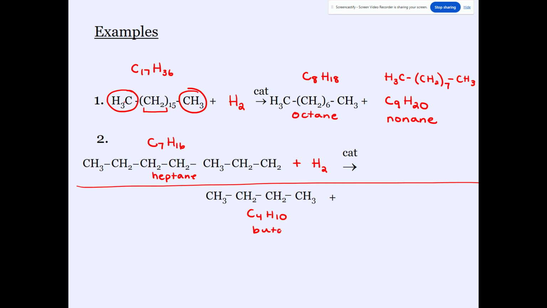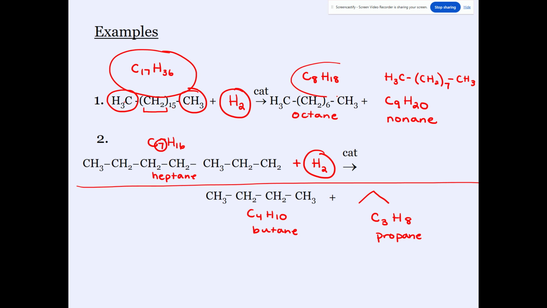That would be butane. So my other product would need to be C3H8 to add up to 7 carbons to match the 7 from your original hydrocarbon. So that is propane. And then I could, let's draw a line diagram for that. 1, 2, 3 carbons. That makes it a lot easier if you just draw a line diagram. Okay? So that is cracking. You're adding hydrogen to break your large hydrocarbon into two smaller hydrocarbons, okay?